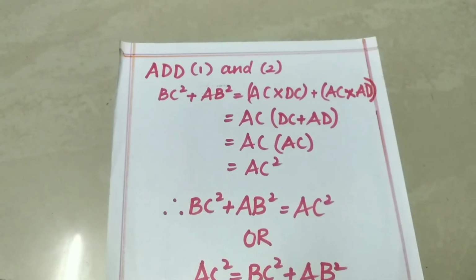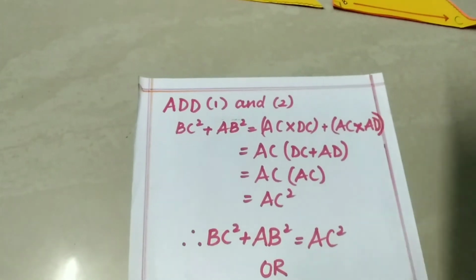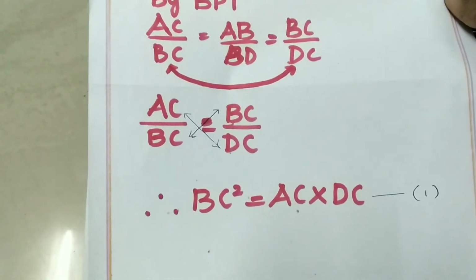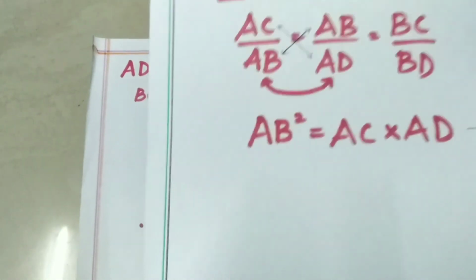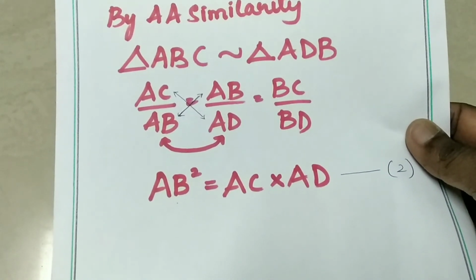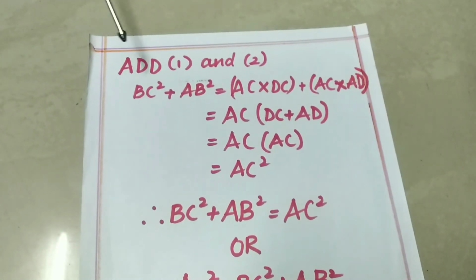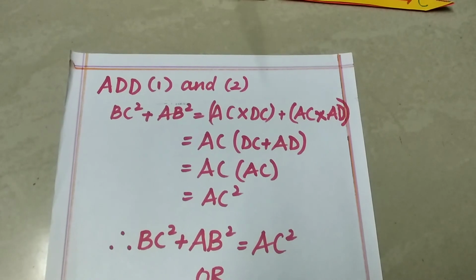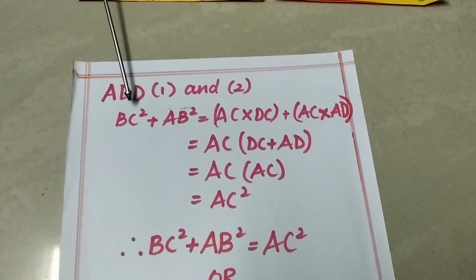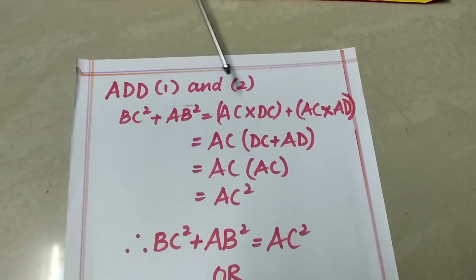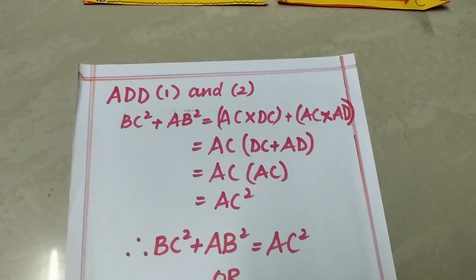Let us add equation 1 and equation 2. Equation 1 here is BC square is equal to AC into DC. Equation 2 here is AB square is equal to AC into AD. We have to add them. So BC square plus AB square is equal to AC into DC plus AC into AD. This is from first and second.